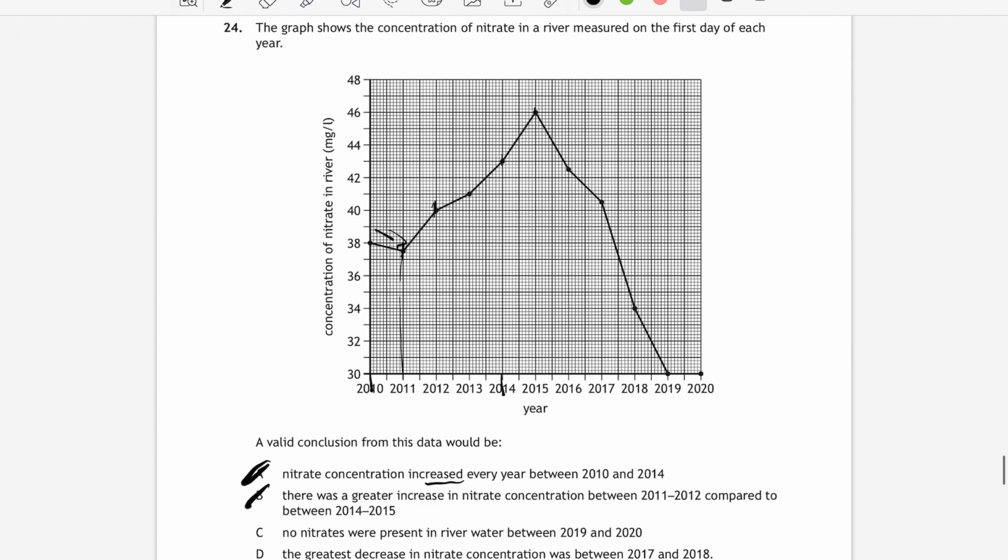No, because you'd be very quick to assume that that's correct, but remember we've started at 30 on our y-axis here. It does not actually go to 0. So when we are at this point here, we are actually at 30 milligrams per litre. So the answer here is D. The greatest difference in nitrate concentration between 17 and 18. Okay, and there you go. That's it there.